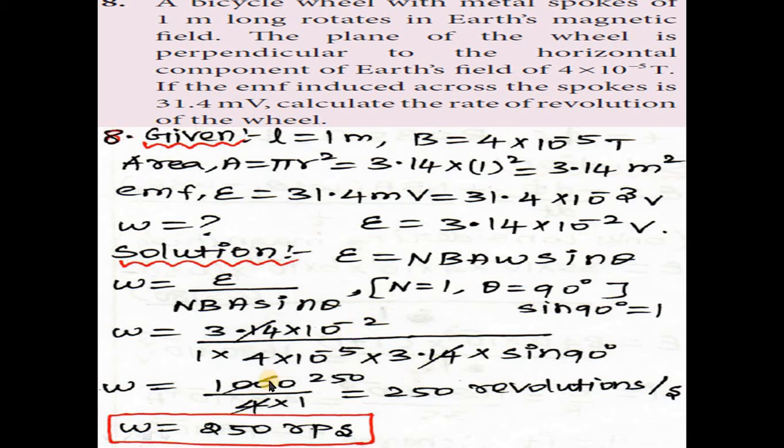10 power 3 can be written as 1000. 1000 divided by 4 into 1. So 1000 divided by 4 is 250. So 250 revolutions per second. So omega is equal to 250 revolutions per second.